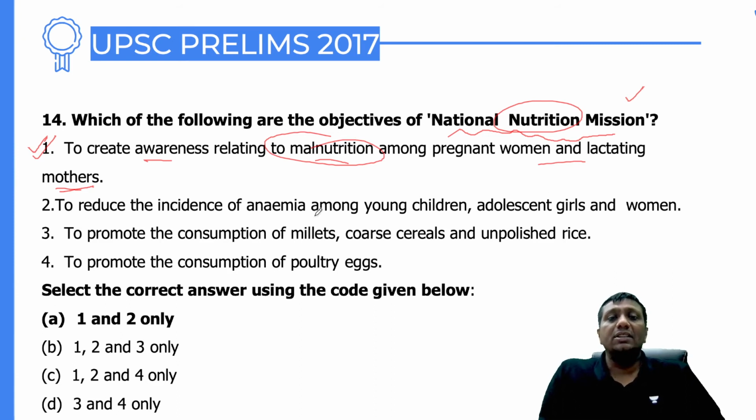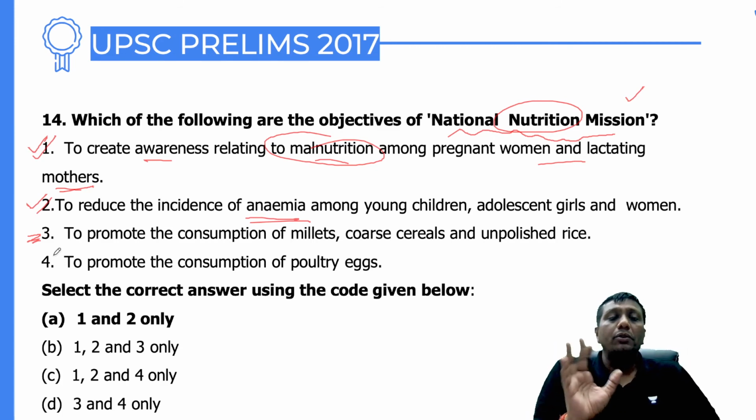To reduce the incidence of anemia in young children, adolescent girls and women. This is also right. It will try to solve anemia, but from time to time some other diseases may also be part of it. To promote the consumption of millets, coarse cereals, and polished rice. No, not promote it, but advise it somehow.